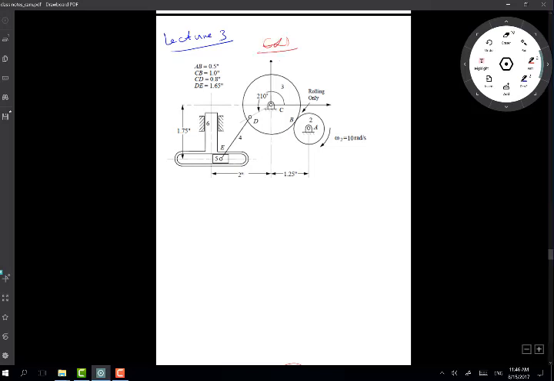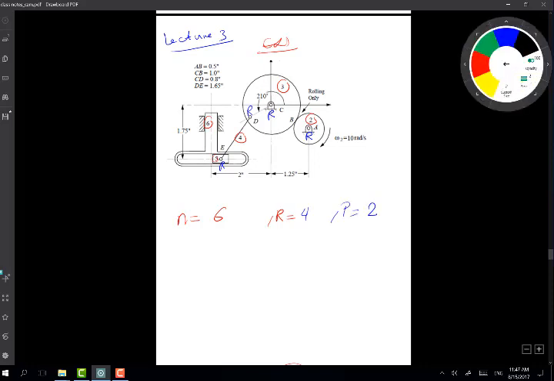Let's say I have here, how many links do I have? I have 6, because they are already counted for us here, right? And my revolute joints: that's an R, an R, an R, an R, so I have 4 revolute joints. Prismatic joints: 2, because this here is a prismatic joint and this is a prismatic joint as well. I have a higher pair here.